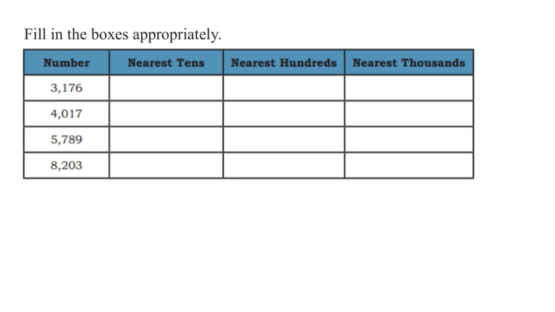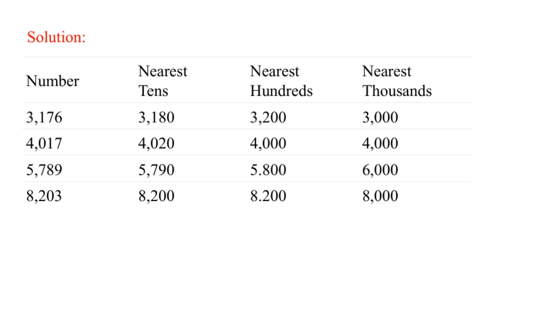Here we're looking at how numbers round to different place values: tens, hundreds, and thousands. For example, 3,176 rounds to 3,180 when we go to the nearest 10, 3,200 for the nearest hundred, and 3,000 for the nearest thousand. This table shows how rounding shifts the number depending on the level of precision we choose. It's a simple but powerful way to make numbers easier to work with, especially when exact values aren't necessary.